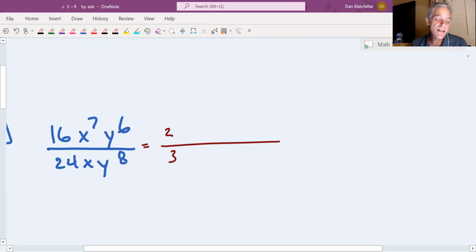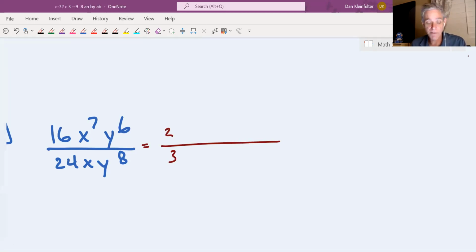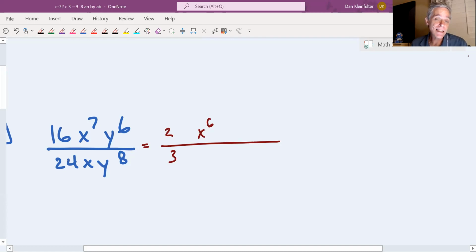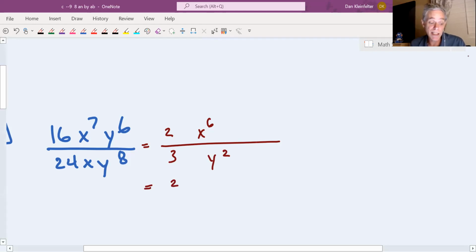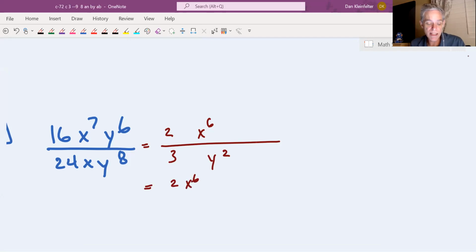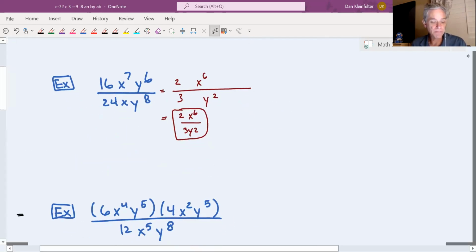And then for x's, we have x to the 7th in the top, x in the bottom. 7 minus 1 is 6. We'll have x to the 6th up top. Then we have y to the 6th in the top, y to the 8th in the bottom. There are 2 more y's in the bottom than in the top. So we'll have just a y squared in the denominator. 2x to the 6th in the numerator, 3y squared in the denominator. Okay, and that will do it.